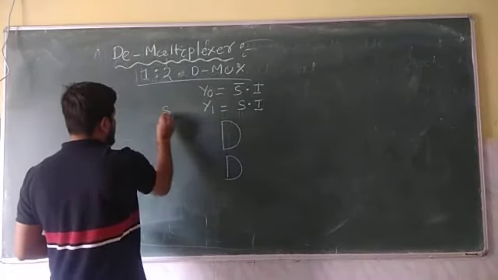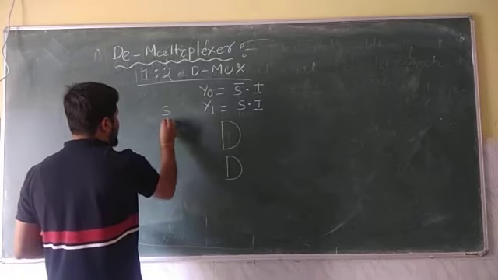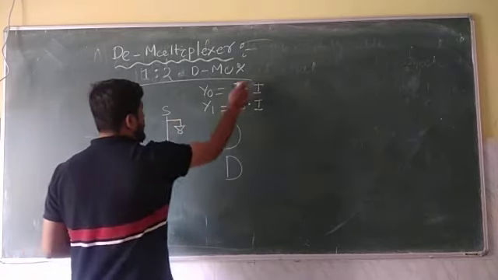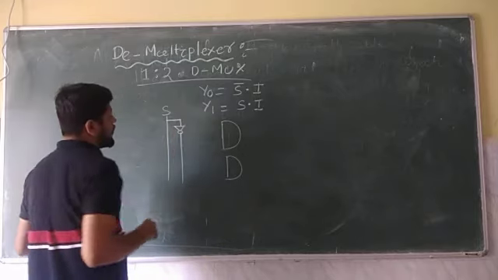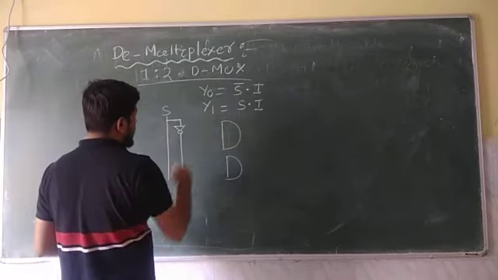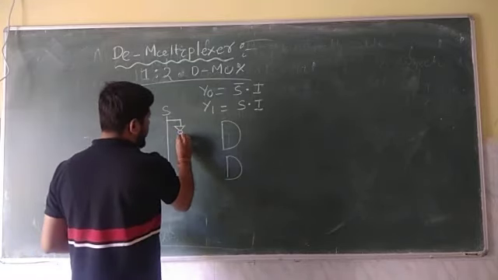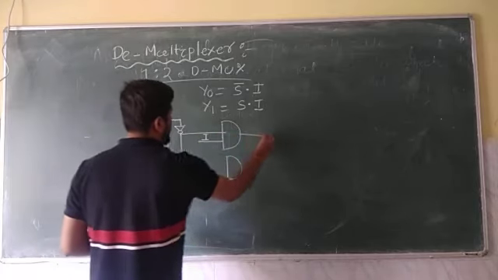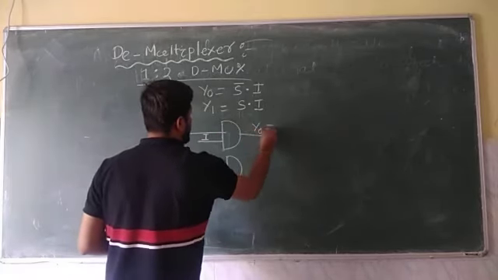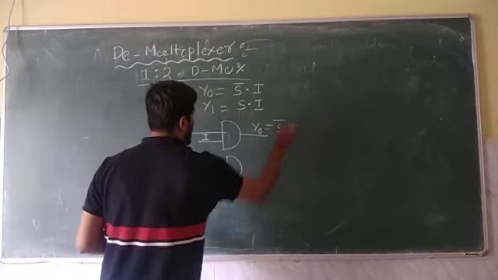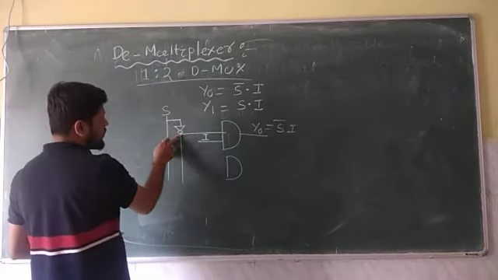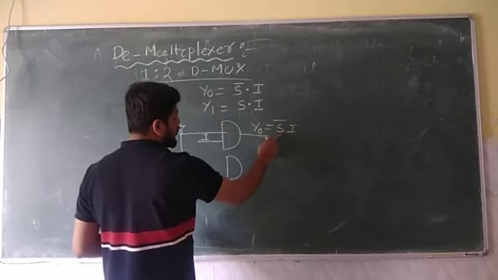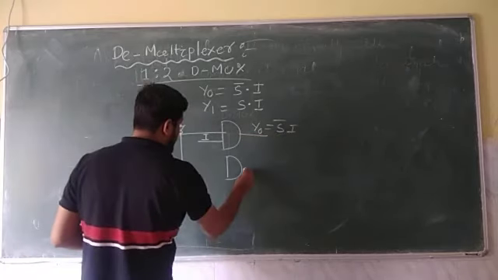So here we have S, and we need a NOT gate because we need S bar. That's why we need a NOT gate. So this will be looking like this: S bar into I. Here, this AND gate will give you output Y0. S bar is giving input and another input is I. Hence the output will be Y0 is equal to S bar and I.